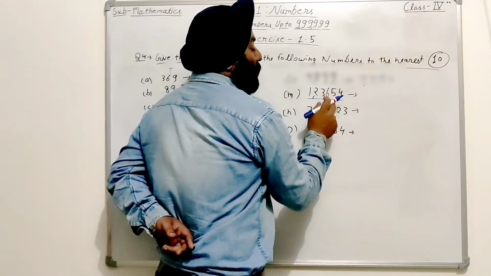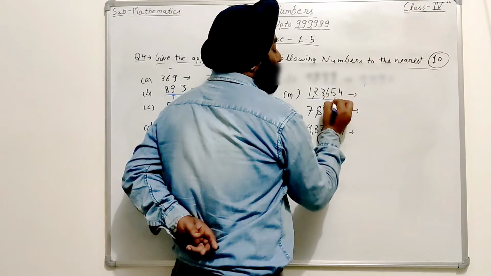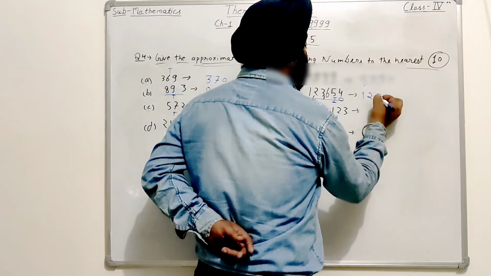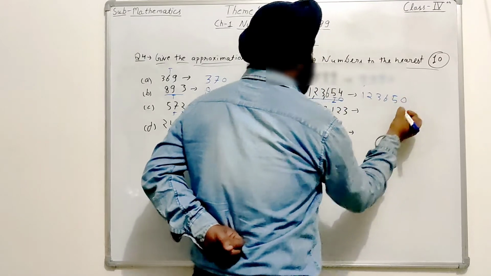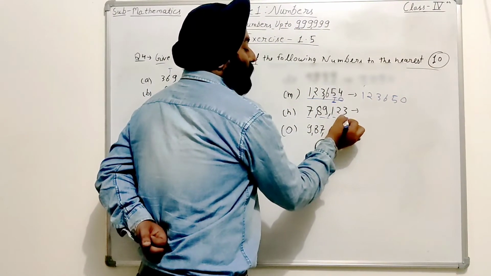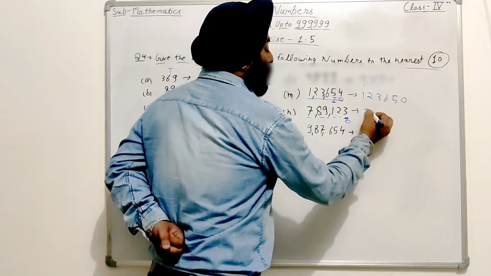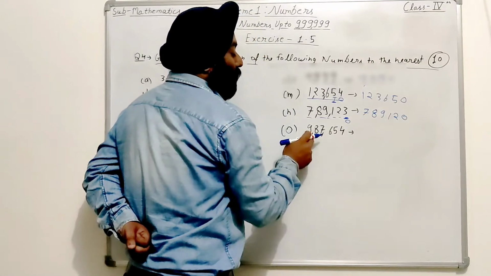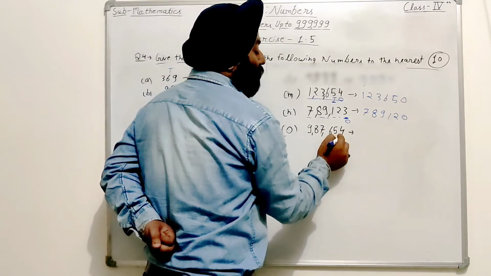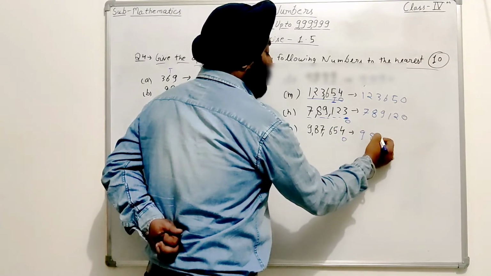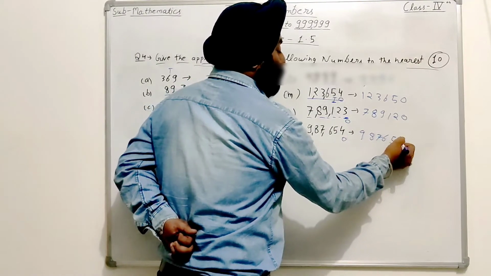123,650. 5 on the tens place, on the ones place 4, so there is no change. 123,650. 789,123. On the ones place 3, so there is no change. 789,120. 987,654. On the ones place there is 4, so there is no change. 987,650.